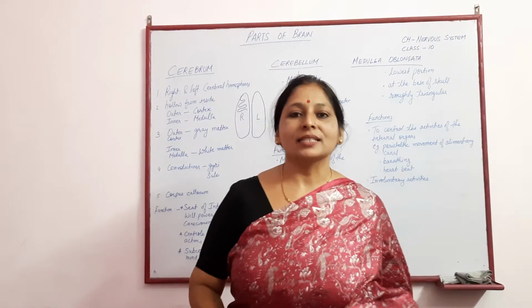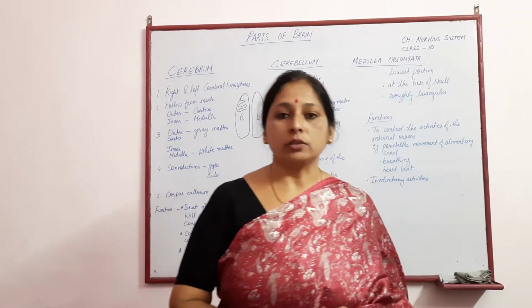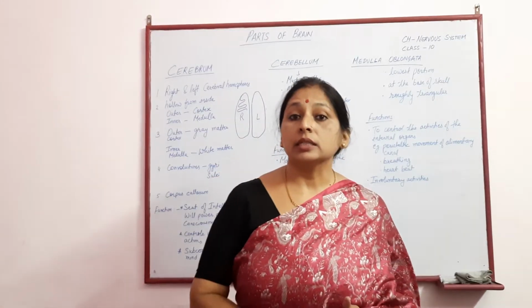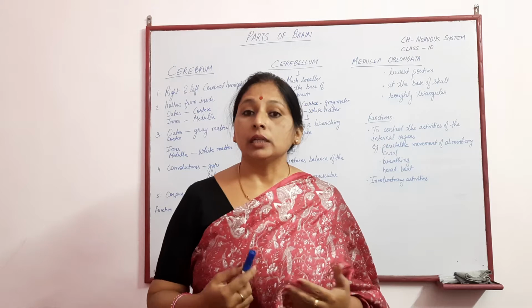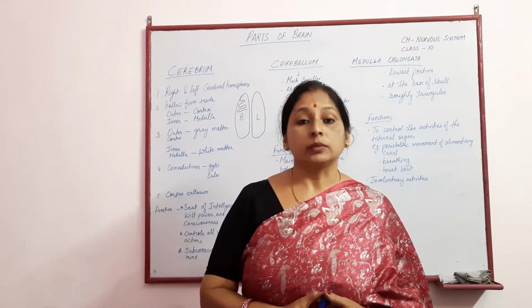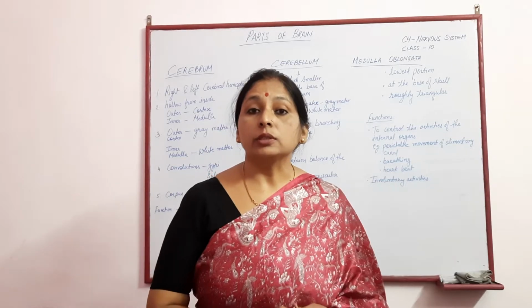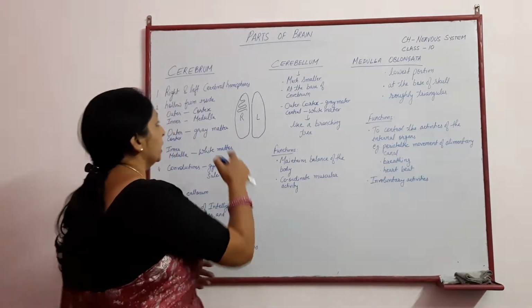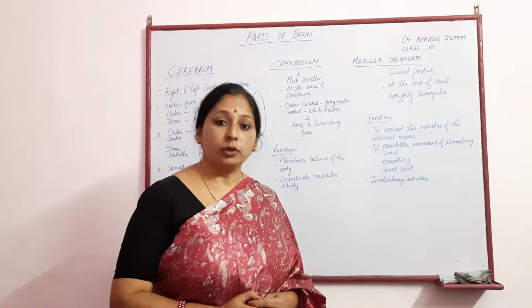Good morning, students. In the previous classes, we have discussed neurons. We have discussed the brain, its parts, the covering, and the protection of the brain. Now today, it's our turn to study the parts of the brain. The major portions of the brain are the cerebrum, cerebellum, and the medulla oblongata.